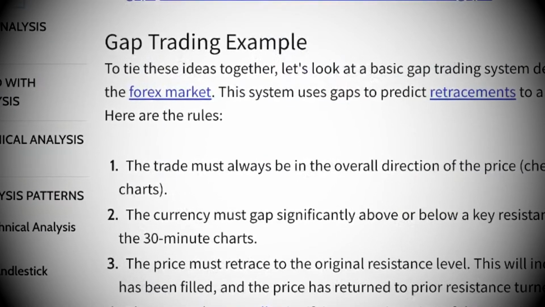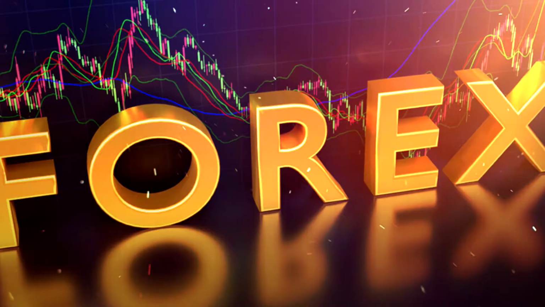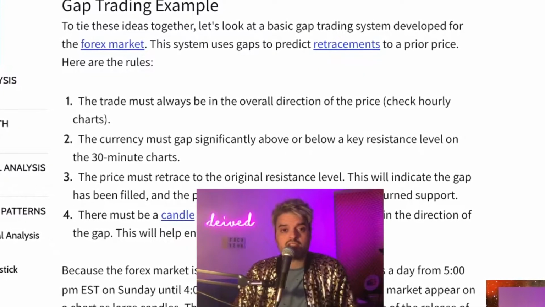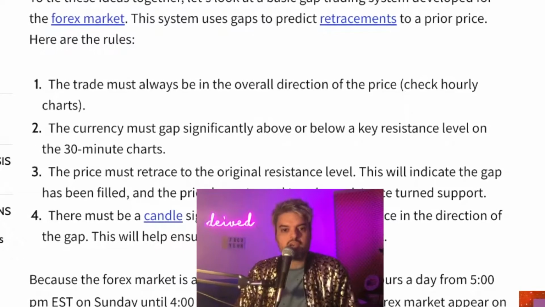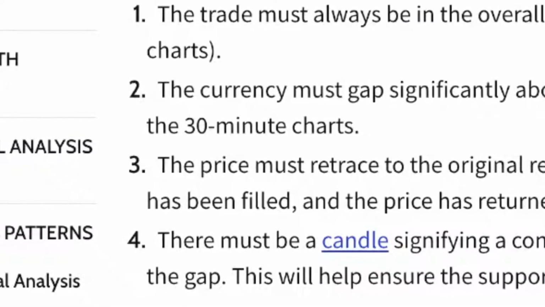Gap trading example. To tie these ideas together, let's look at a basic gap trading system developed for the Forex market. This system uses gaps to predict retracement to a prior price. Here are the rules. The trade must always be in the overall direction of the price. The currency must gap significantly above or below a key resistance level on the 30-minute charts.